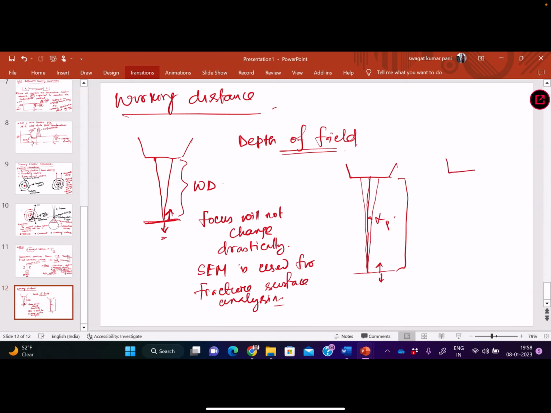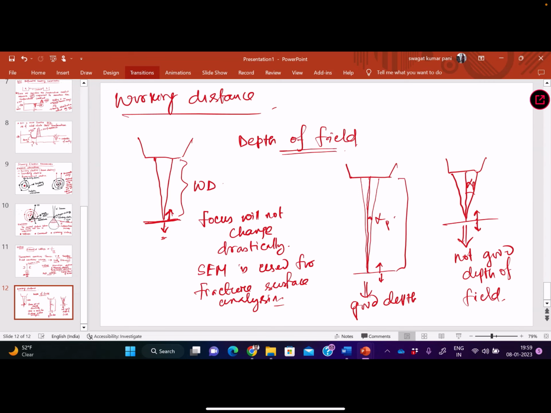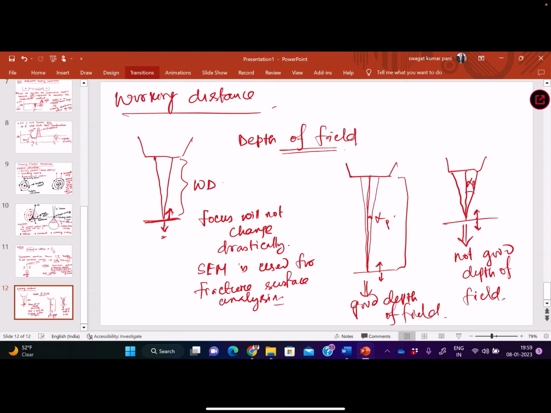For small working distance, what we see is like this. So this alpha p is bigger. That means if we change the sample a little bit this way or this way, there will be a large change in focus. So this is not good depth of field. This one is good depth of field. So to get good depth of field, you have to use large working distance or small alpha p. This is the point.